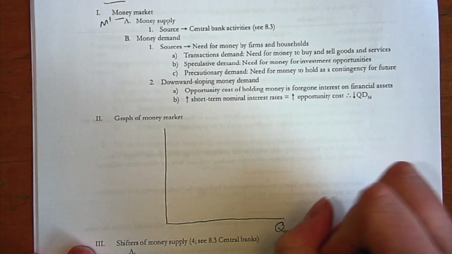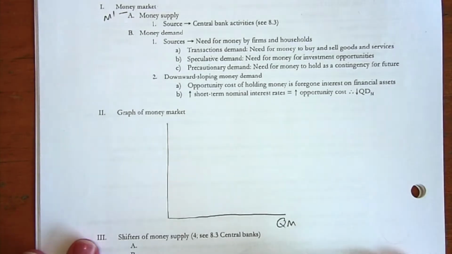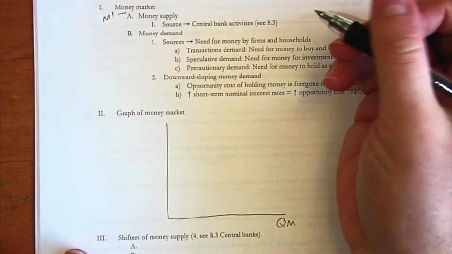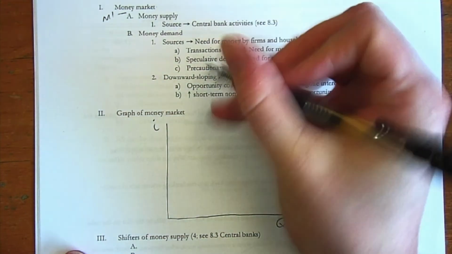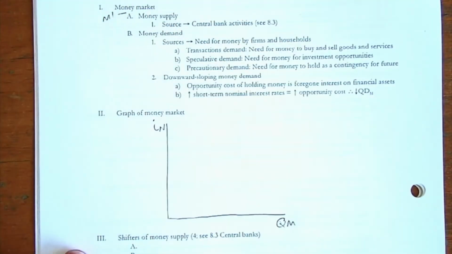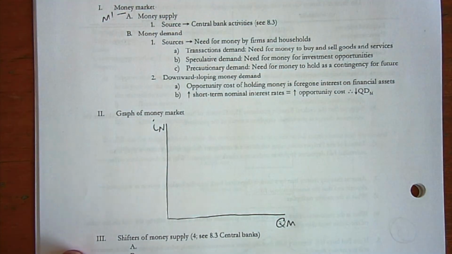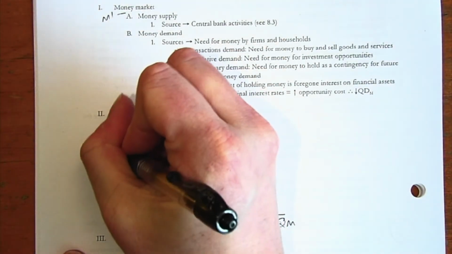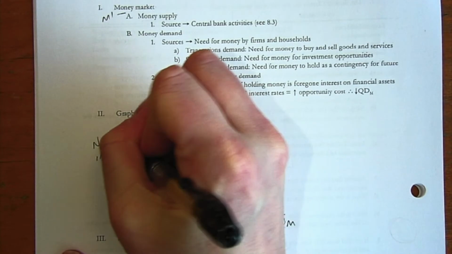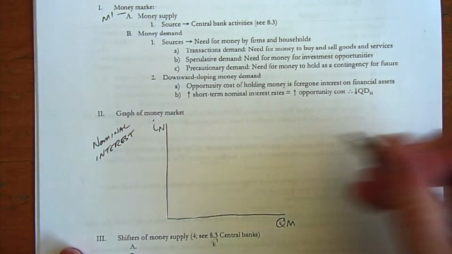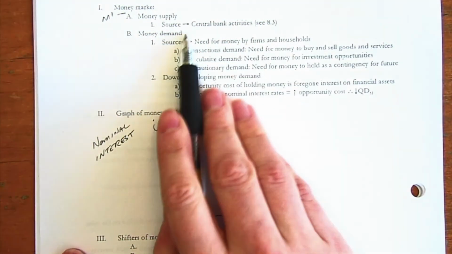So we have here quantity of money on the x-axis, and then as we know the price of money, we don't use P, we call it i. And this is just a nominal interest rate, so we can say i sub n for nominal interest rate, right? And we'll write that off to the side in case we forget. So nominal interest rate. And the money supply is set by central bank activities, right?